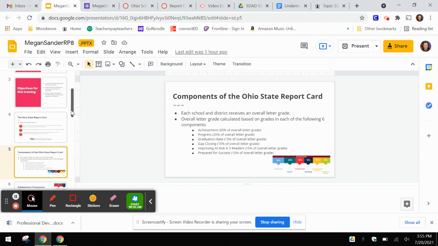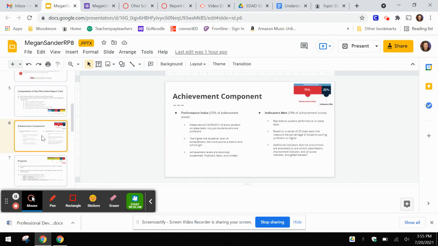So as we go through the rest of the presentation, I'm going to break down these components a little bit more and talk about how they are calculated, because if you remember, that is one of the objectives of this presentation. So the achievement component is made up of two separate measures. First is the performance index, and that is worth 75% of the achievement score. The next is indicators met, and that's worth the remaining 25% of the achievement score.